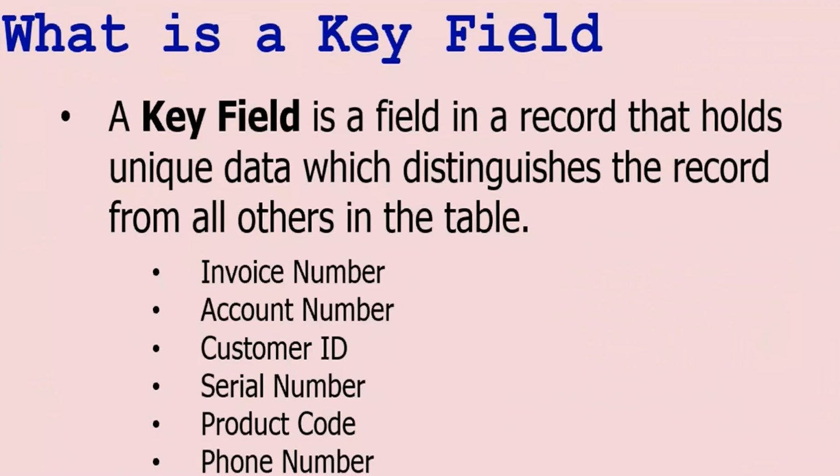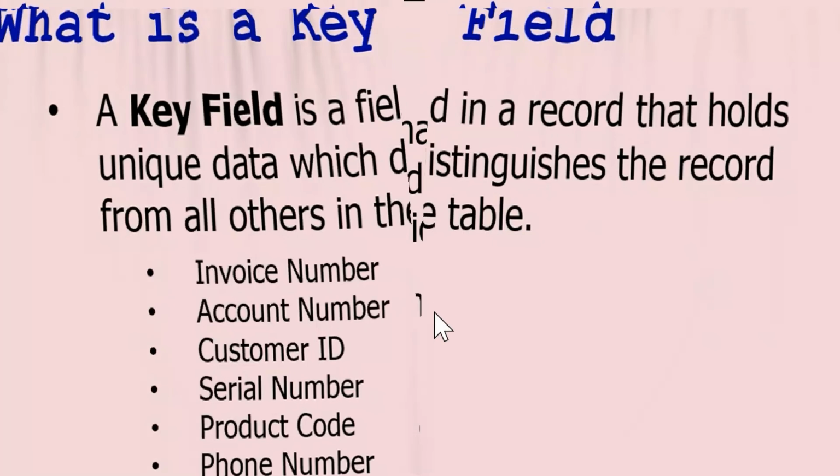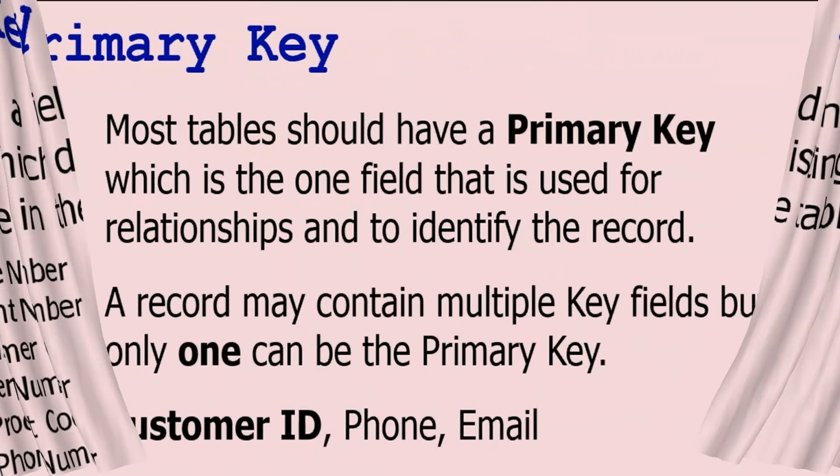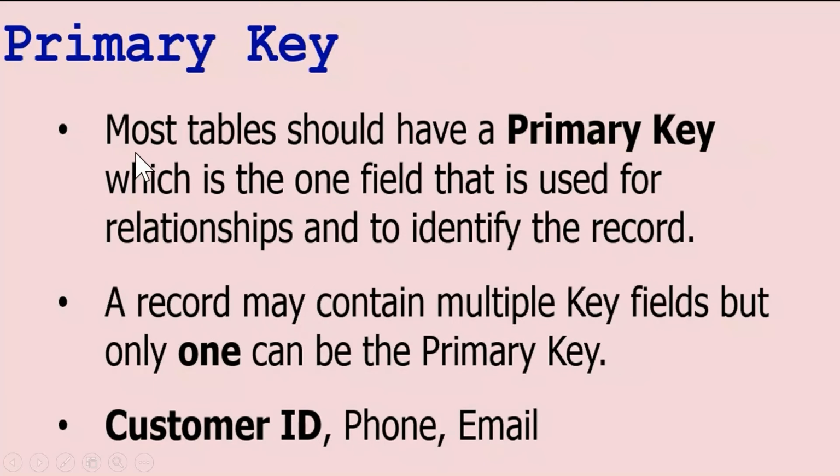It is called, what is a key field? A key field is the field you select to take the primary key. That is the key field, the identifying one. Then what is a primary key? Most tables must have a primary key, which is the one field that is used in a relationship and to identify the record. So that is the importance.